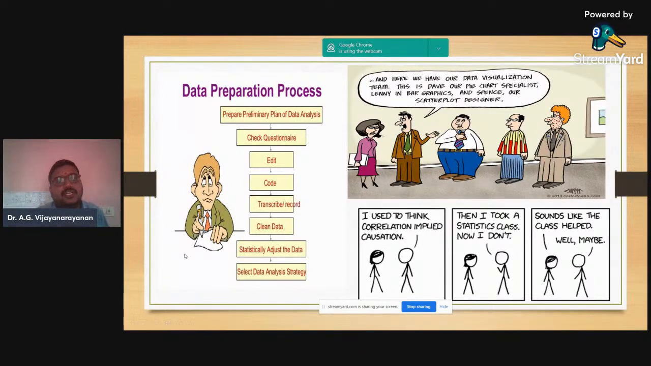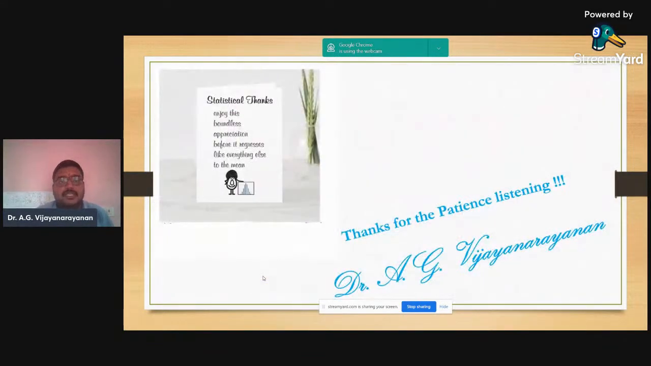We have to check the questionnaire, edit, code, transcribe, clean the data, statistically adjust it, and only then go on to data analysis. This is the data preparation process.